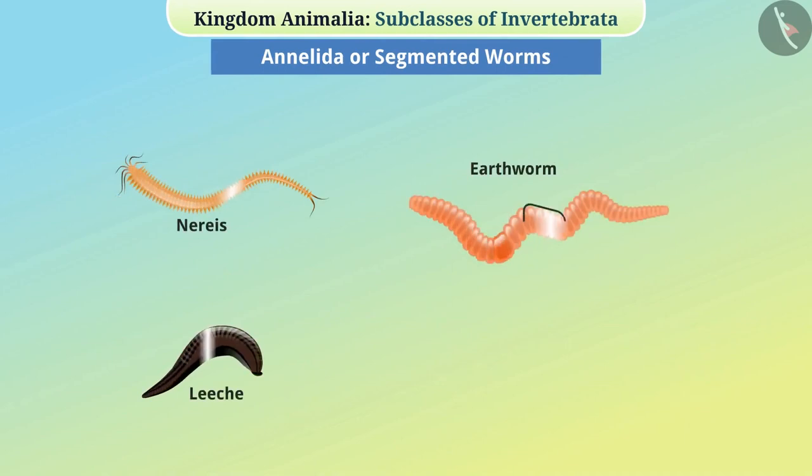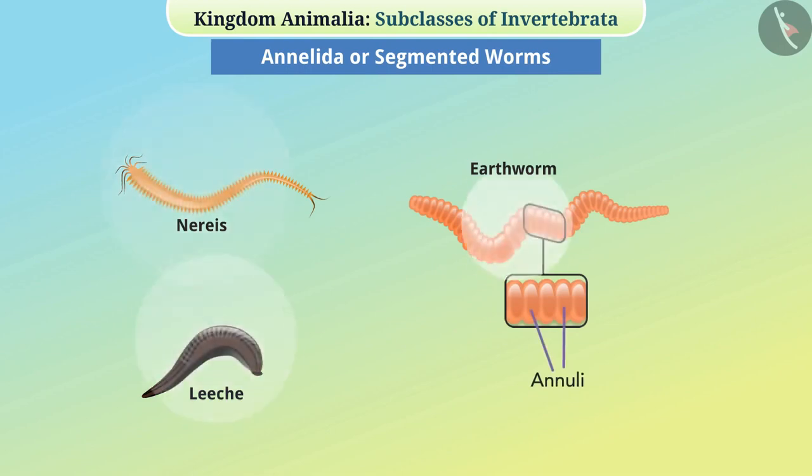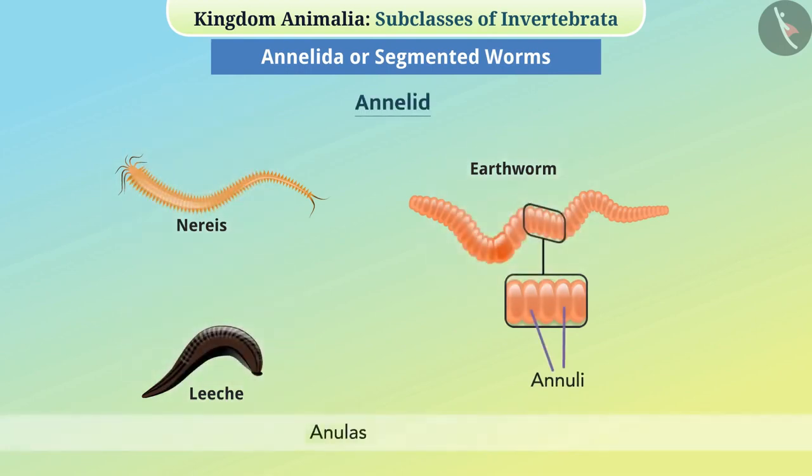Their body is externally divided into segments. The various segments are connected to each other by ring-like structures. These ring-like structures are called annuli. Due to these characteristics, organisms in this group are called annelids. Annulus in Latin means little rings.